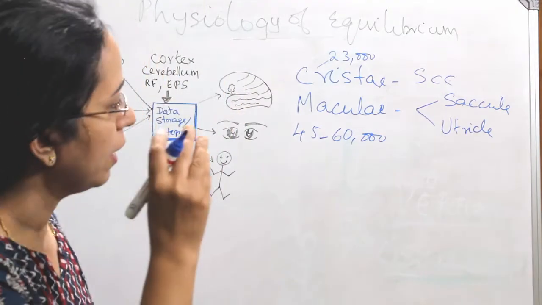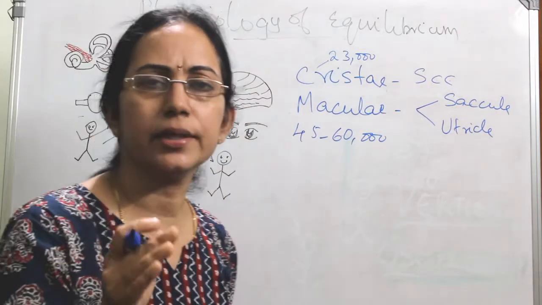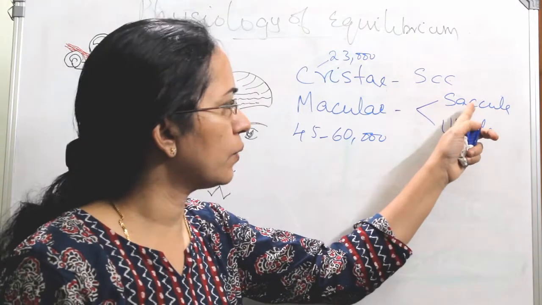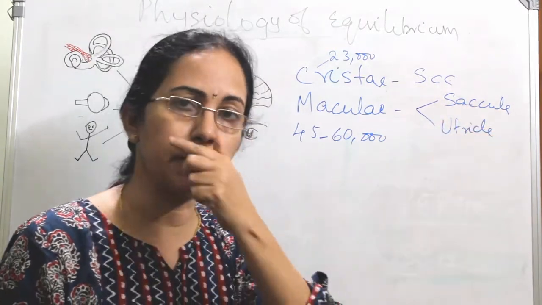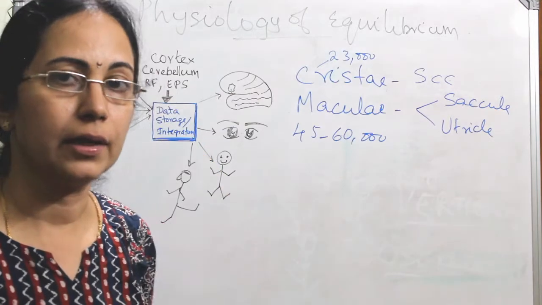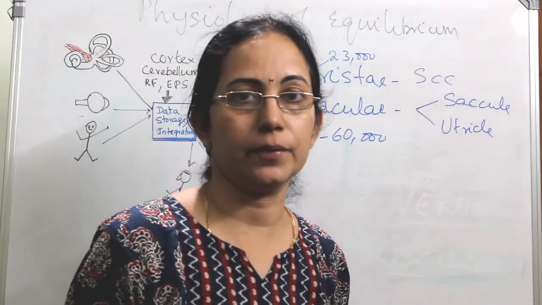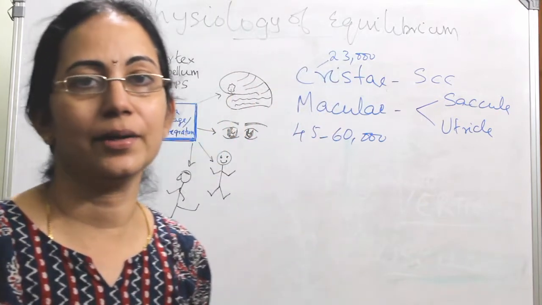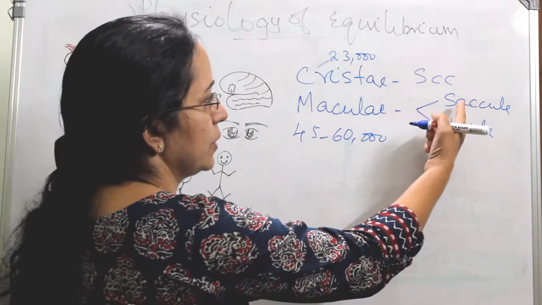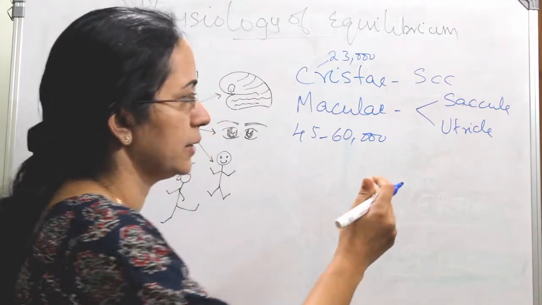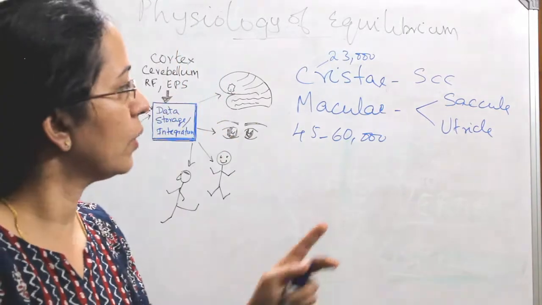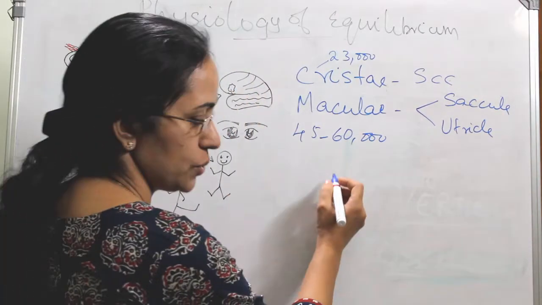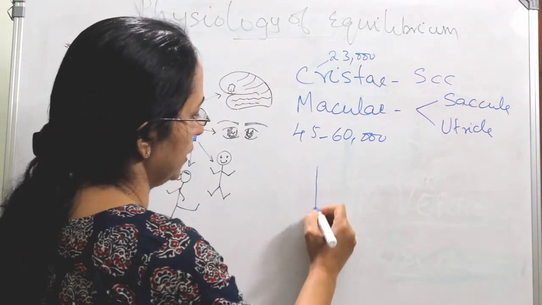We have already told what the orientation of the saccule and utricle is. It is at right angles to one another. If you have any doubt, just go and see the anatomy of the inner ear, right? So of the saccule and utricle, the macula of the saccule is at a vertical orientation.